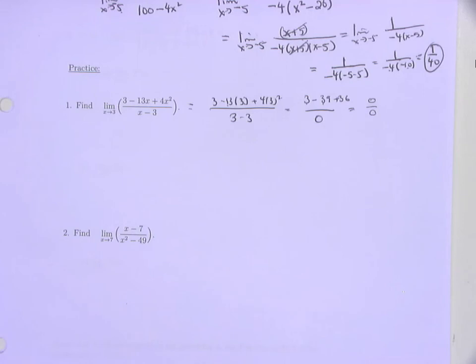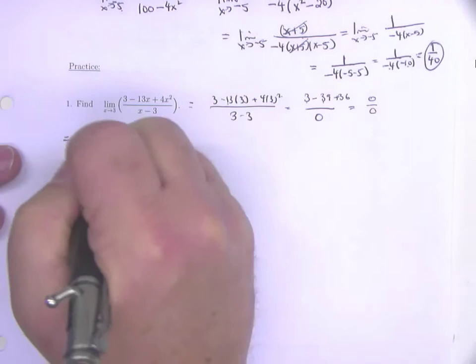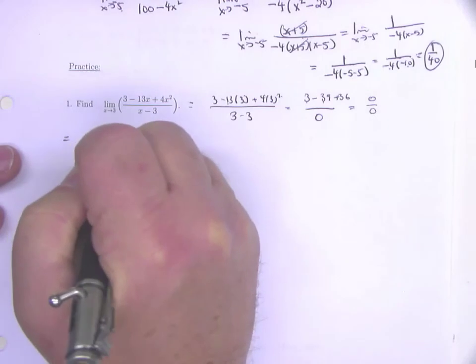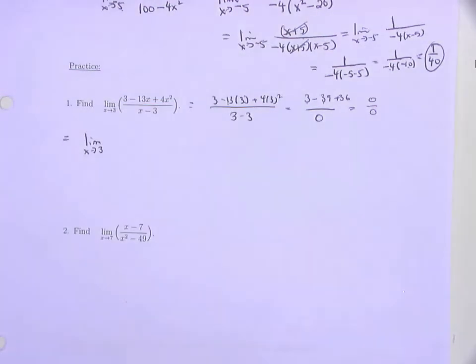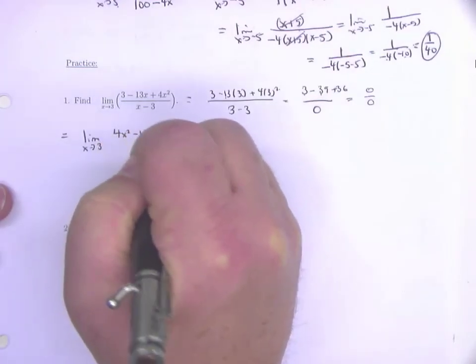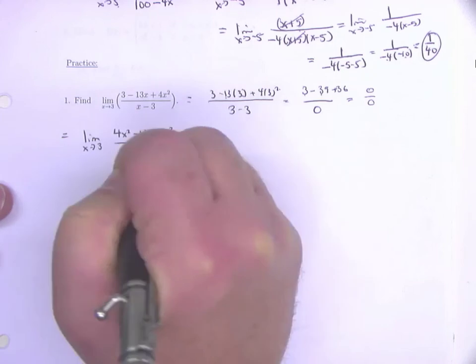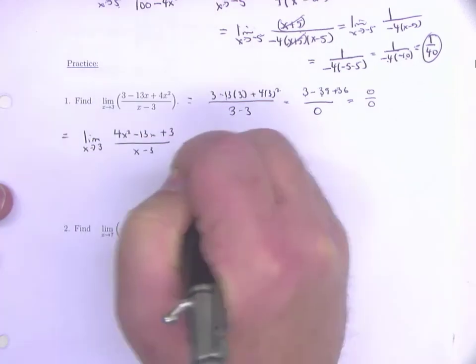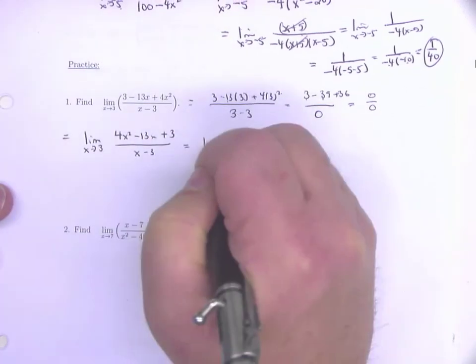Now with 0 over 0, what am I going to do? I'm going to do algebra. First thing I'm going to do is clean them up. Look at this numerator: 3 minus 13x plus 4x squared. That's a classic quadratic, but I like writing quadratics in decreasing order. It's proper etiquette here. So I'm going to rewrite this guy as 4x squared minus 13x plus 3 over x minus 3. And then I'd look to see if I can factor something out.